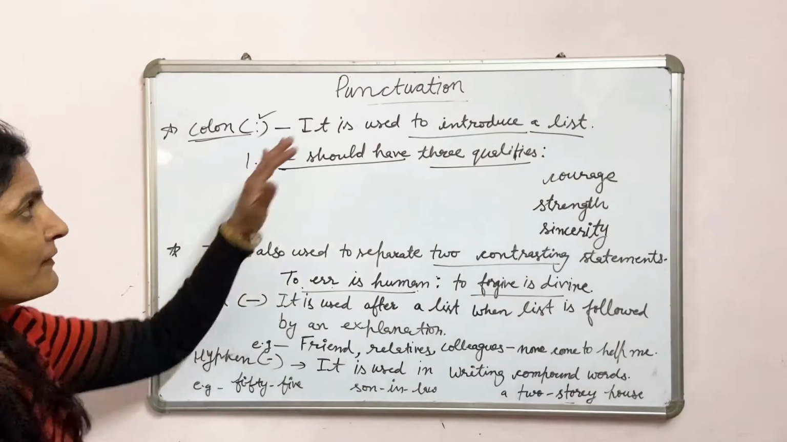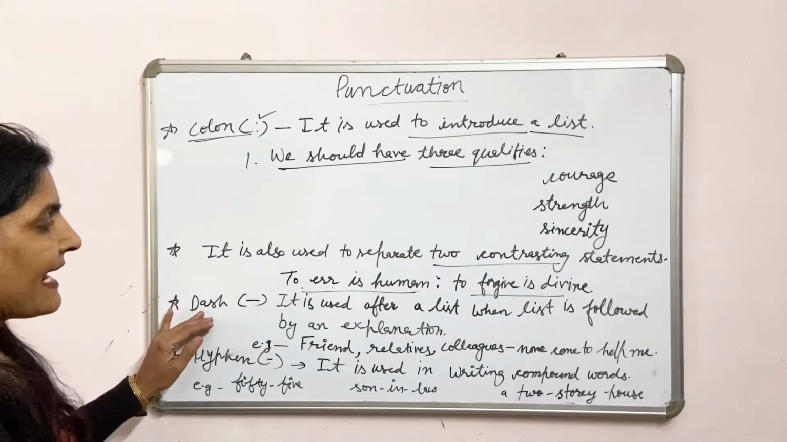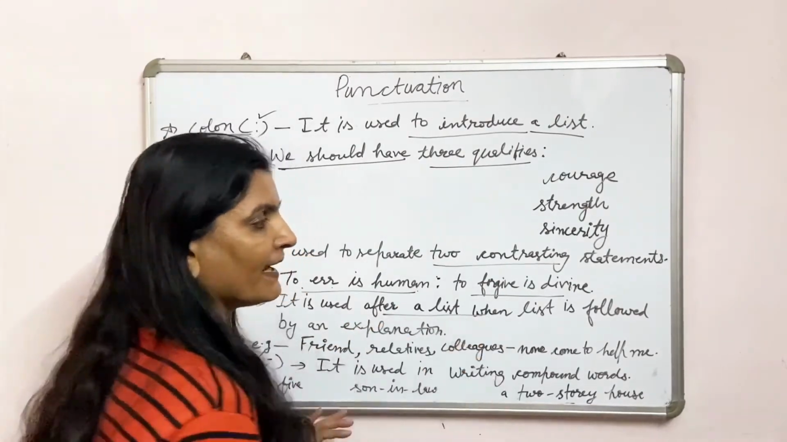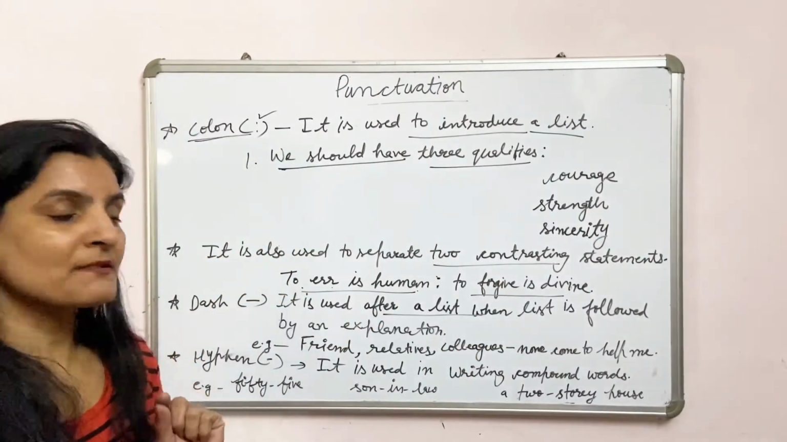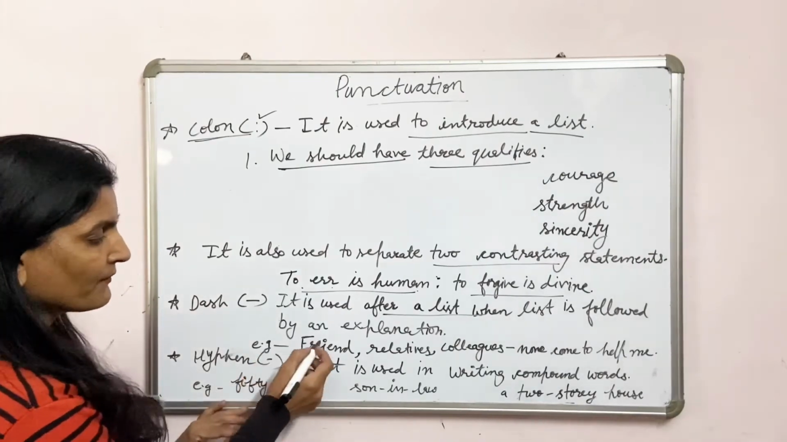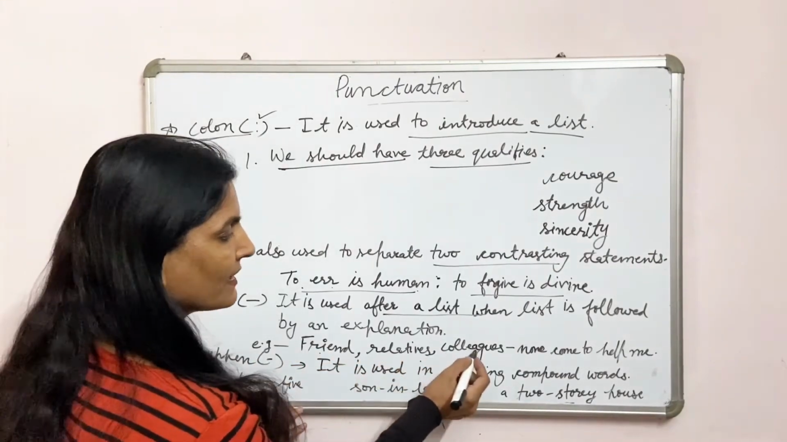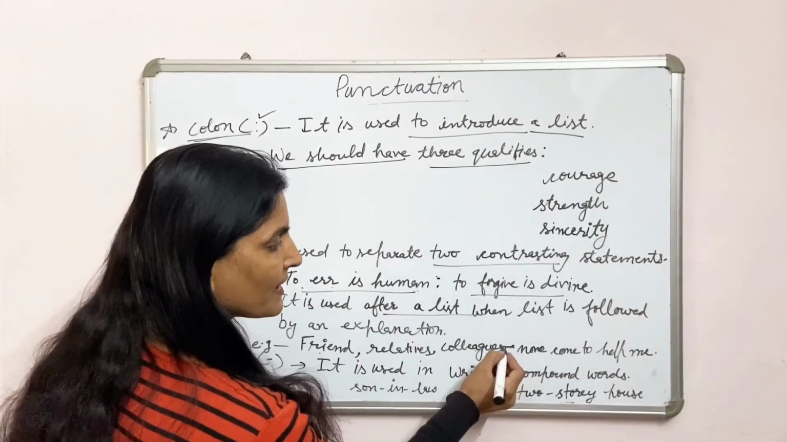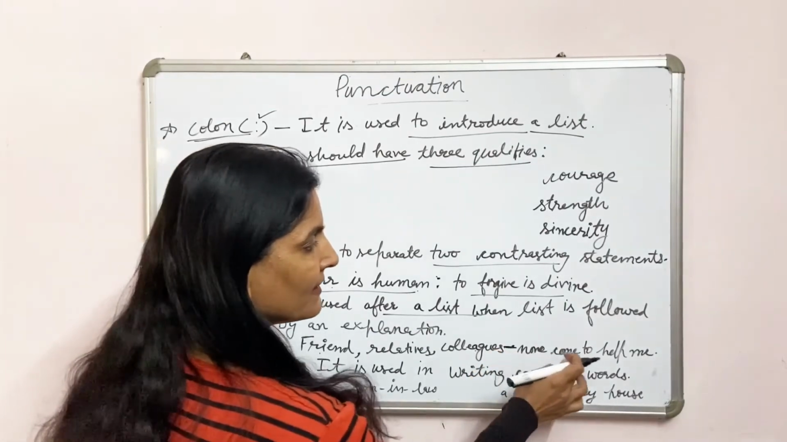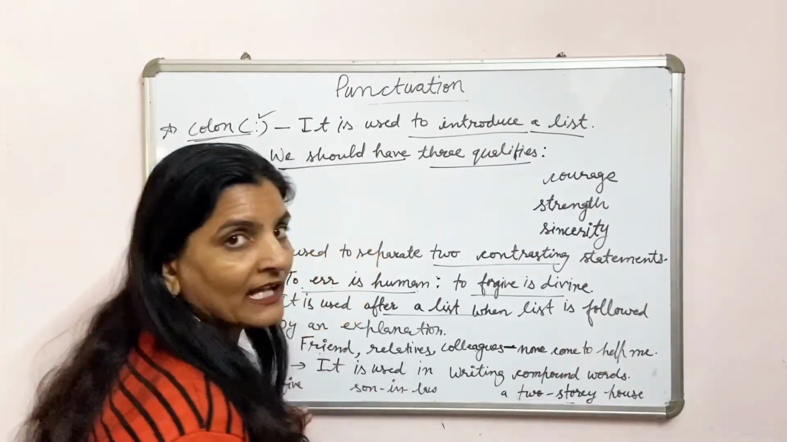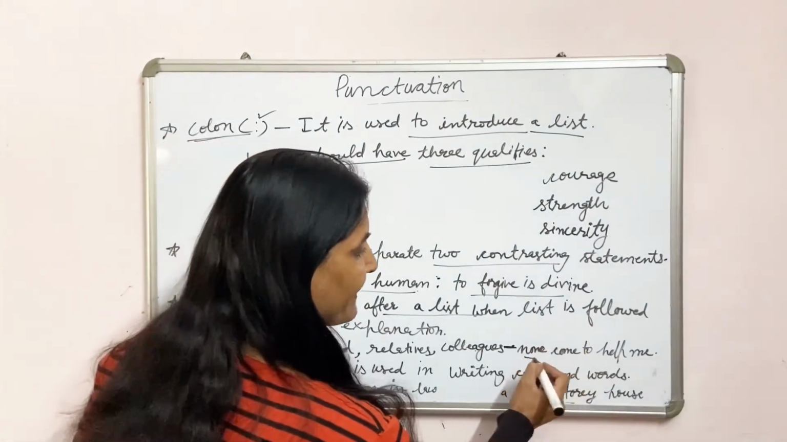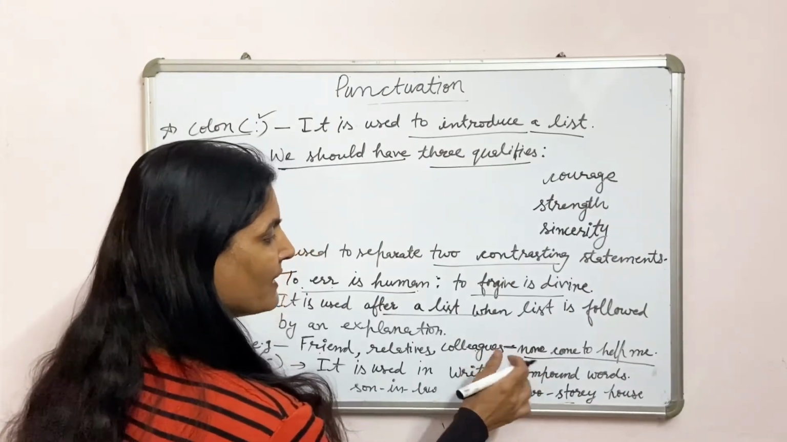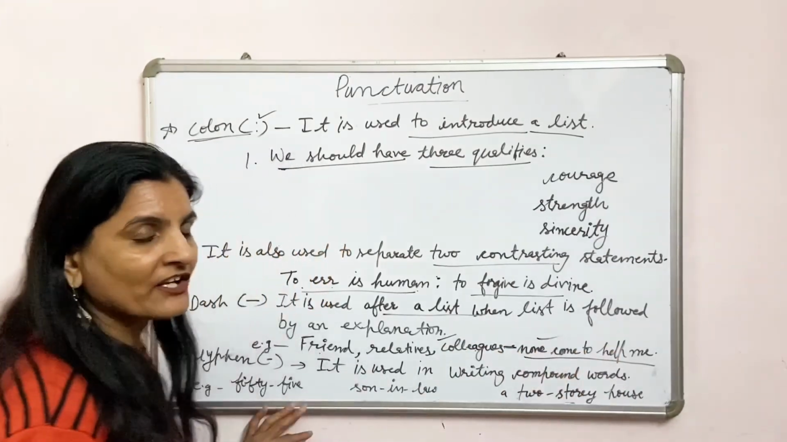The next symbol of punctuation is the dash. A dash is used after a list when the list is followed by an explanation. Let us see an example for this. Friends, relatives, colleagues, this is a list. After this I have put a dash: none came to help me. Here an explanation is given, so I have put a dash between the list and the explanation.